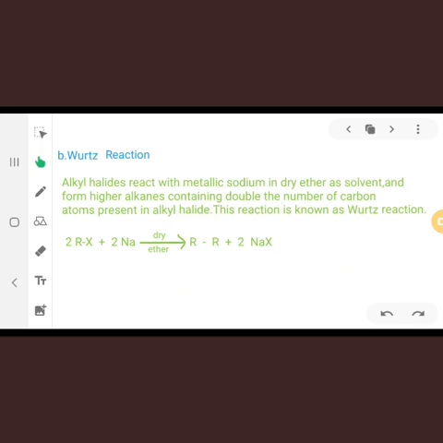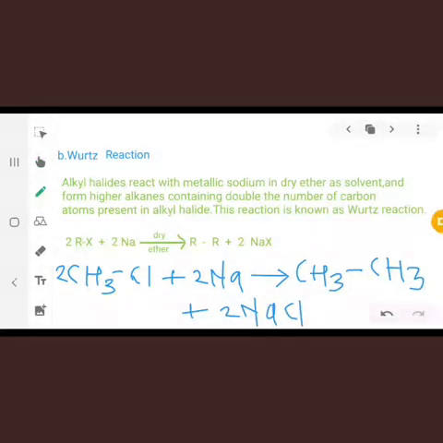Okay, let us see one example. So see, I have written one example over here. 2CH3Cl, meaning methyl chloride, 2 molecules are taken, plus 2 atoms of sodium. The solvent is the same, dry ether. Okay, now a new product will form, which will have a bond between these 2 alkyl groups, meaning CH3 groups. Understand? And these 2 atoms of sodium will combine with 2 atoms of chlorine, so 2NaCl will form. Let us write the product. So here I have written the product, CH3-CH3 plus 2NaCl.